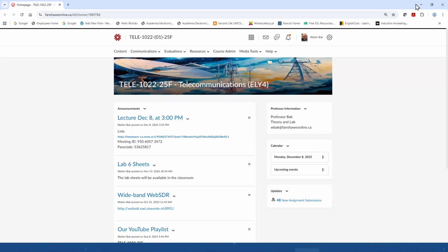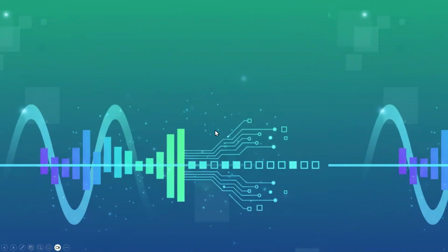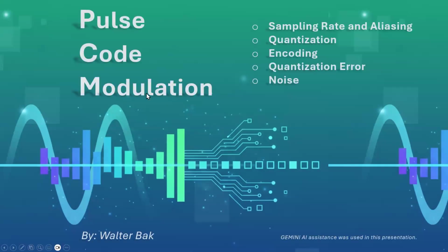All right, it's the last lecture for this term, and we're going to expand on the last lecture that we had. We're going to expand on PCM, pulse code modulation. We're going to expand a little bit on sampling rate and aliasing, quantization, encoding, and quantization error. And we're going to cover some noise.